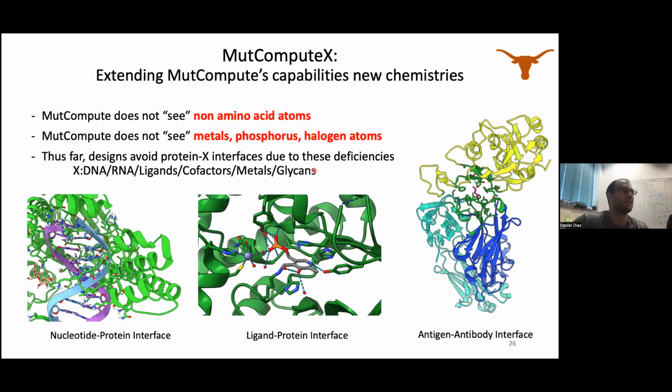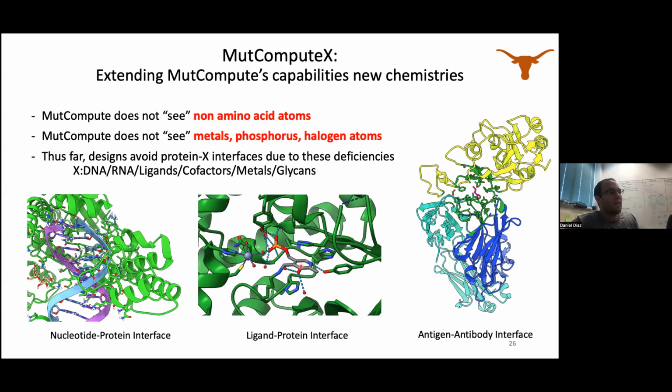So MutCompute-X is essentially us trying to expand MutCompute's capabilities beyond amino acids. Due to computational data engineering reasons, the model was only able to see amino acid atoms. It was unable to see non-amino acid atoms. So you can imagine at a protein nucleotide interface, like at the polymerase I just showed you, all those masked microenvironments, they weren't able to see all the atoms that belong to the DNA or RNA or any nucleotides that were there.